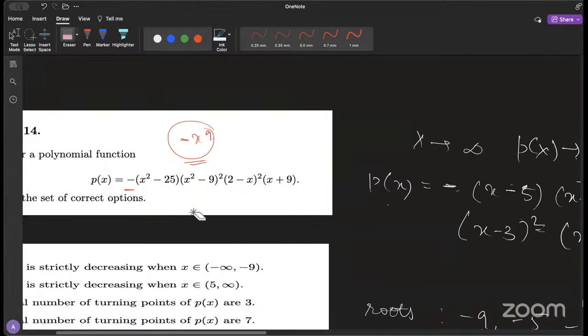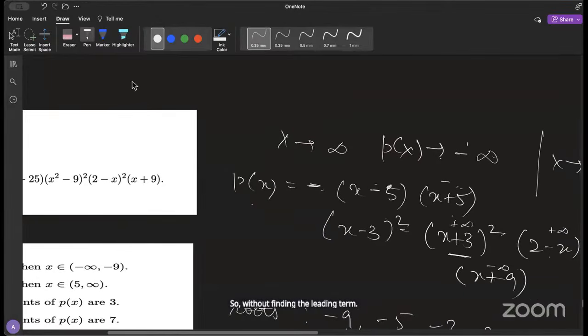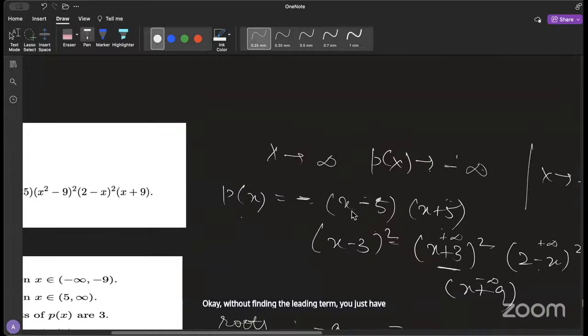How do you calculate without this? So without finding the leading term? Yes, ma'am. Okay, without finding the leading term, you just have to substitute.